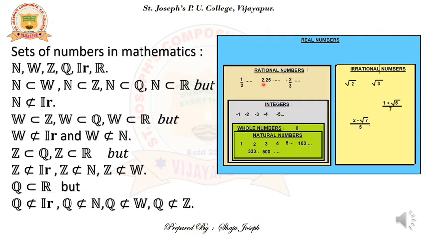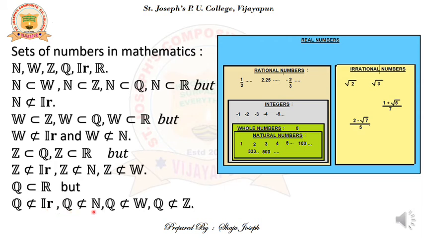See, rational number contains 1 by 2. Is 1 by 2 a part of irrational numbers? No. 1 by 2 is a terminating number. You cannot get a terminating number in irrational number, right? So, one number also, if you find that 1 by 2 is not there in irrational, it does not belong to irrational. What can you say? We can say that rational number is not a subset of irrational. Q is not a subset of IR.